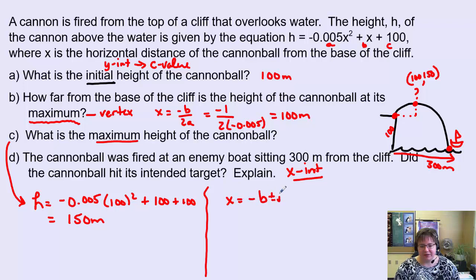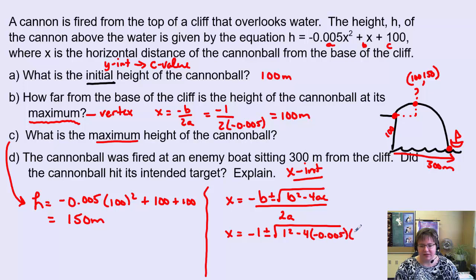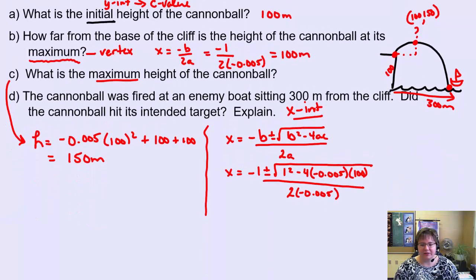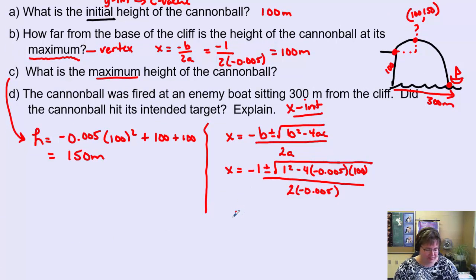Minus b plus or minus the square root of b squared minus 4ac all over 2a. So minus 1 plus or minus the square root of 1 squared minus 4 times a, negative 0.005, times c, 100, extend my line out, all divided by 2 times negative 0.005. Scroll down so we can see it better. So x equals minus 1 plus or minus.